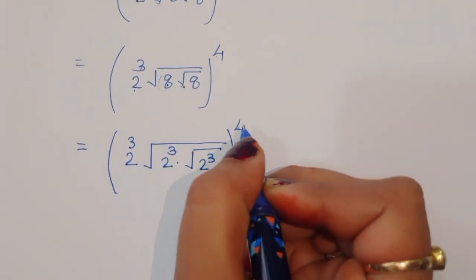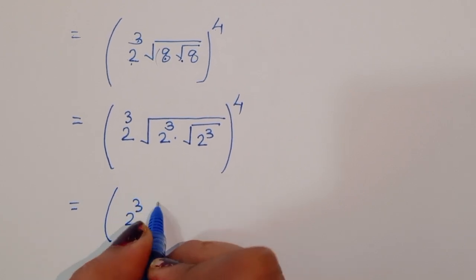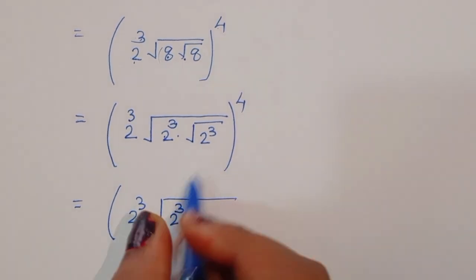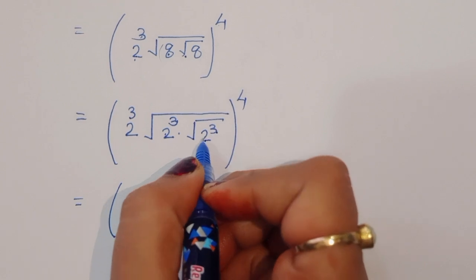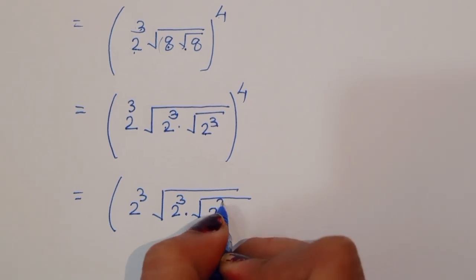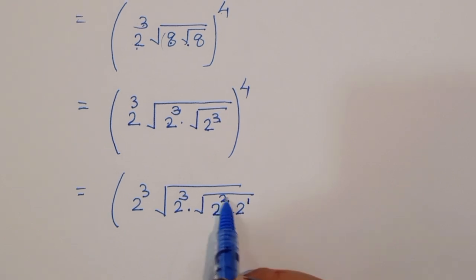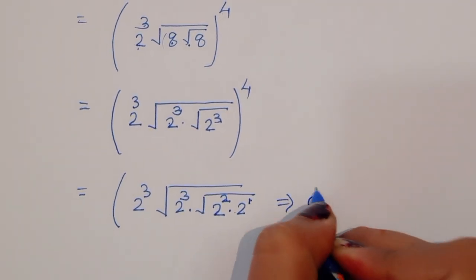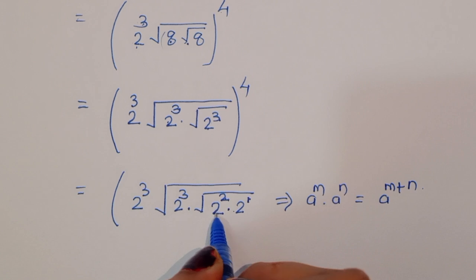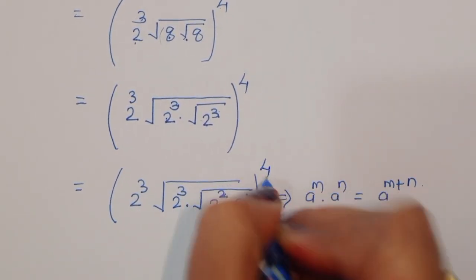Power 4. Now the next term is equal to 2 power 3 times square root. Now 2 power 3, we can separate this power, then we can write this as 2 power 2 times 2 power 1. So we know the formula: a power m into a power n is equal to a power m plus n. This is the formula. A power m times a power n is equal to a power m plus n. So here 2 power 3, now power 4.